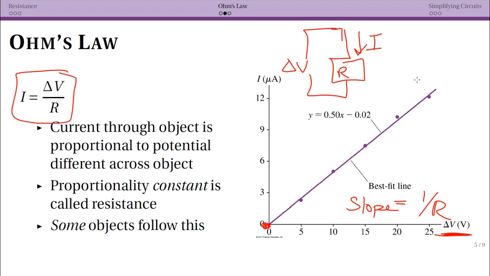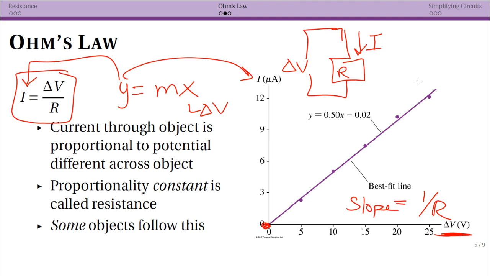As you should be able to see from Ohm's law, this is like saying y equals mx, where y is I, right? X is therefore your delta V, and this is then your slope, which is 1 over R. So all Ohm's law tells us is that you have a linear relationship between current and potential difference. The proportionality constant is called resistance.